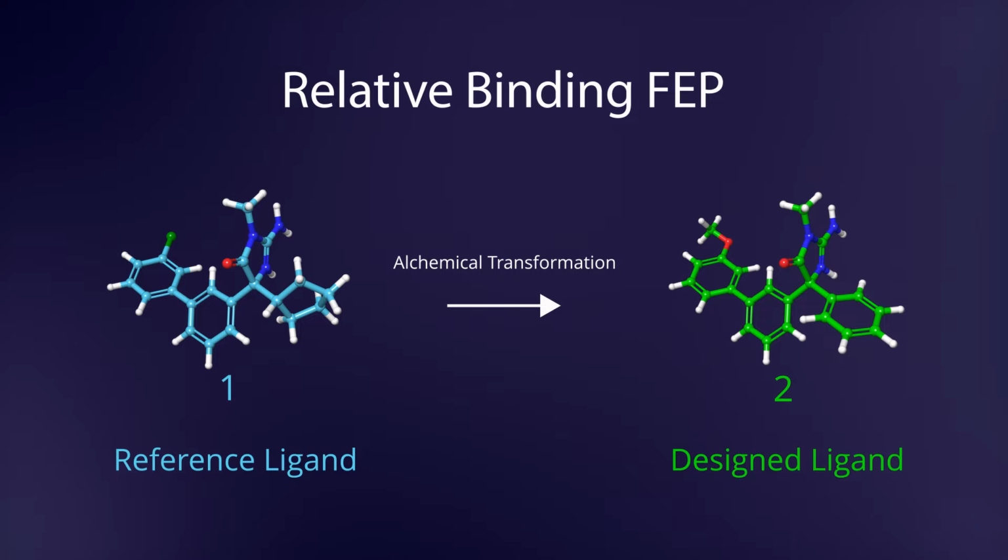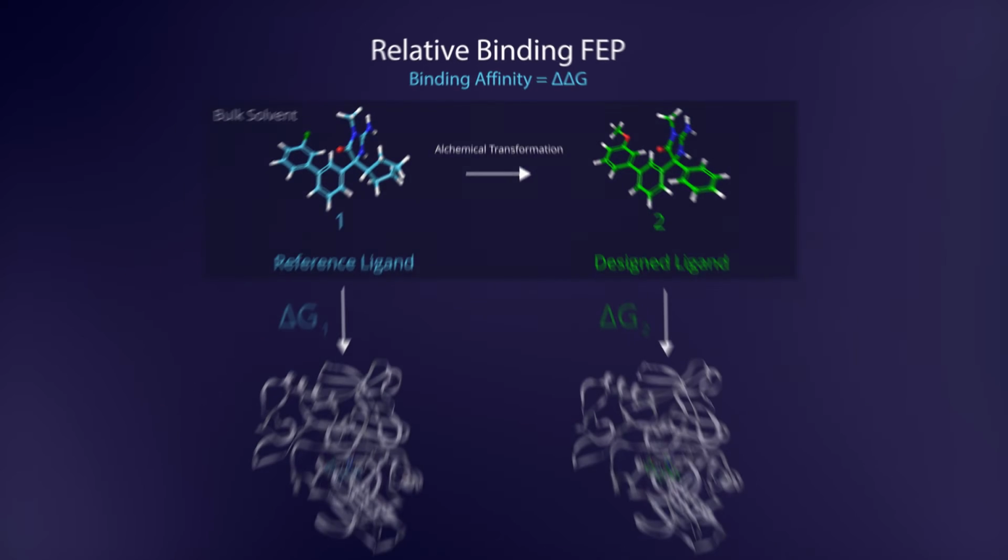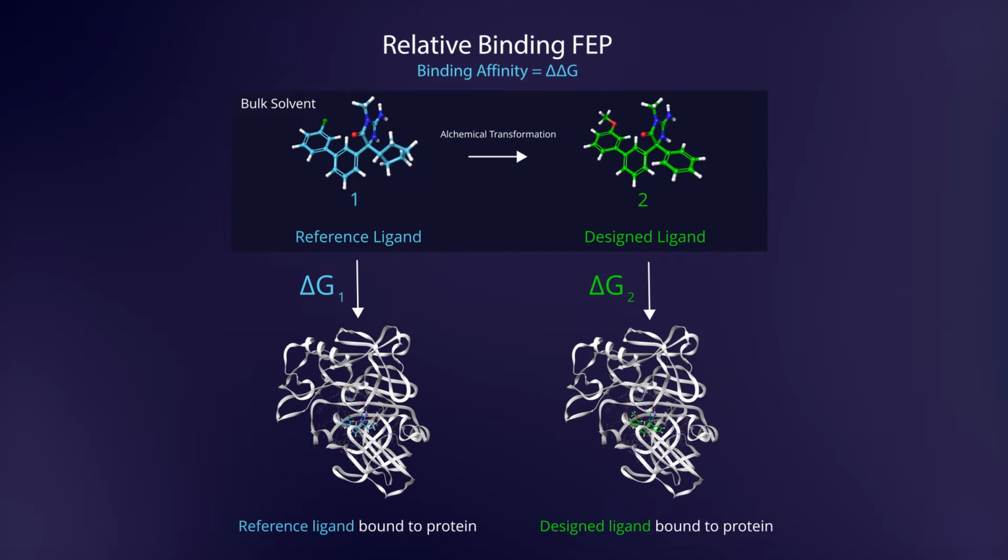adding or removing atoms. Now let's recall that binding affinity is equal to the change in the free energy associated with the binding process, or the delta G of binding. This means that to calculate delta G, we must model the binding process of each ligand into the protein complex to calculate delta G1 and delta G2. We now have ligand 1 and ligand 2 in bulk solvent, and each ligand bound in the binding pocket of the protein complex. Ideally, we could stop here, but unfortunately this binding process is too difficult to model. We are unable to reasonably calculate delta G1 and delta G2.